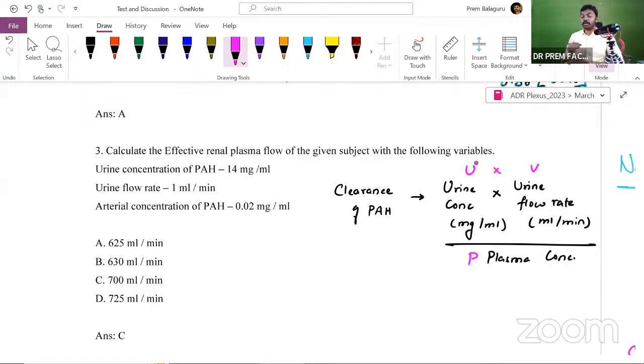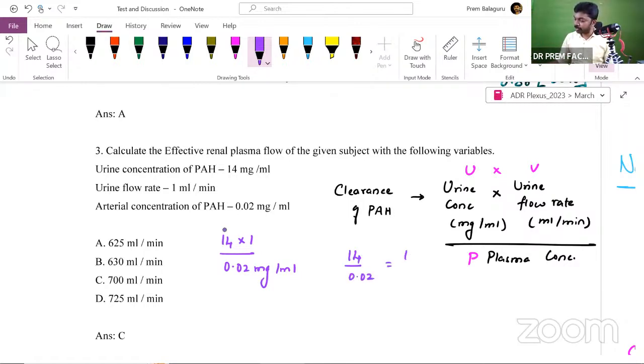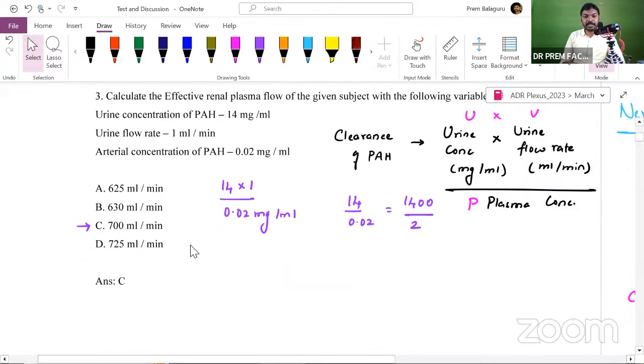That's the formula, right? So if you substitute these values, you're going to get 14 multiplied by 1 divided by 0.02 milligram per ml. Converting everything into whole values, it is going to be 14 by 0.02. That's nothing but 1400 divided by 2. I'm multiplying both the numerator and denominator by 100. All right. So it's going to be 1400 by 2, and the answer is going to be 700 ml per minute. So that's the right answer for question number 3.